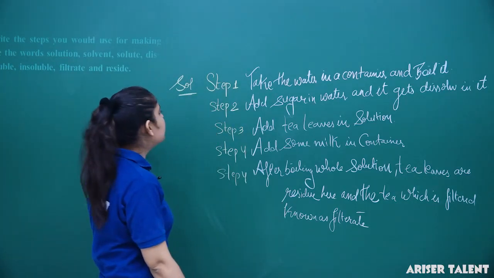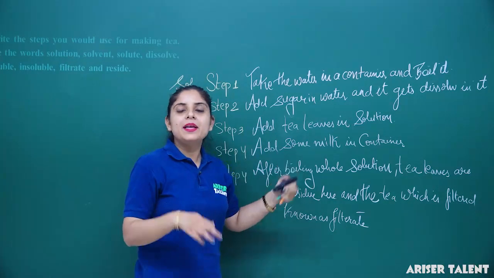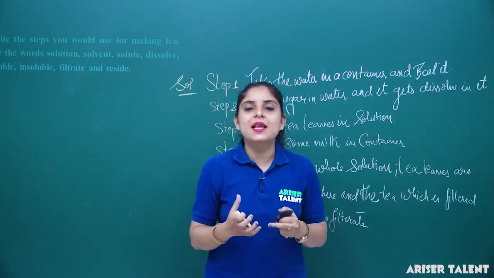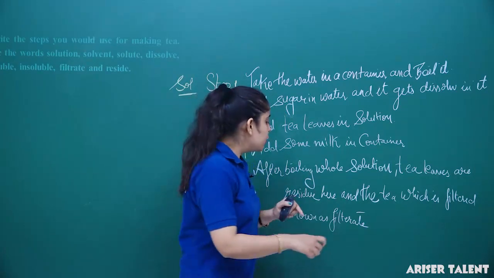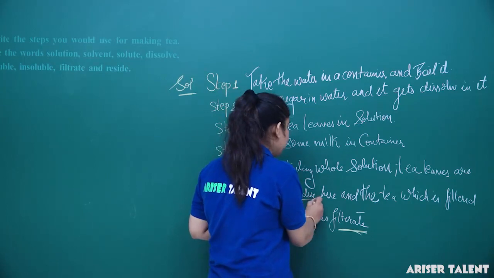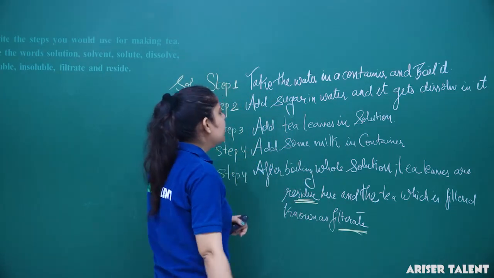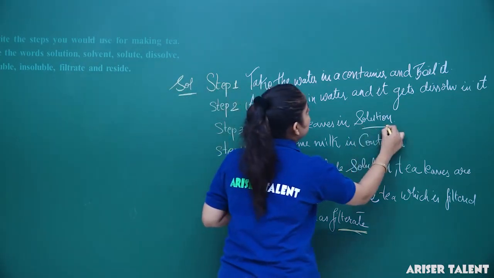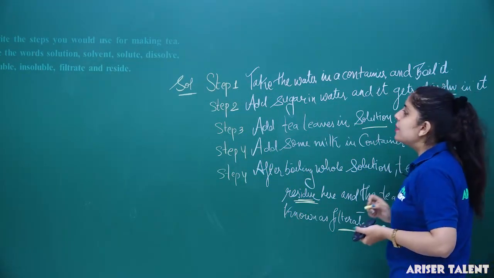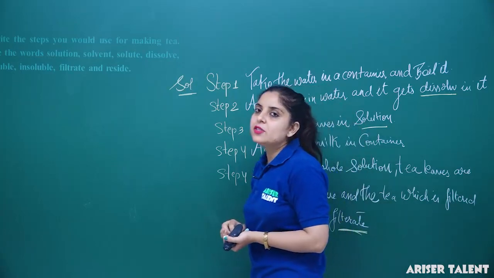So you have to use these words and you have to make the sentence of your own. You can make your own sentences also. It is not just that you have to copy this from here. So these are the terms we are using: filtrate. We have used the term residue. Residue is the tea leaves there. Then we have used the term solution. We have used the term dissolve. So by using these terms, you can form your own sentence also.